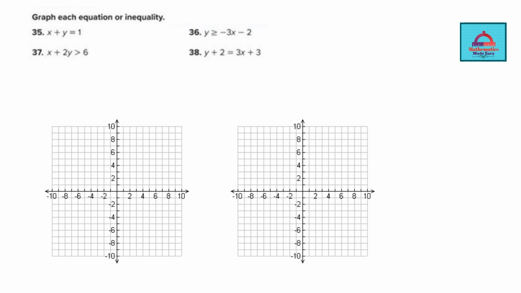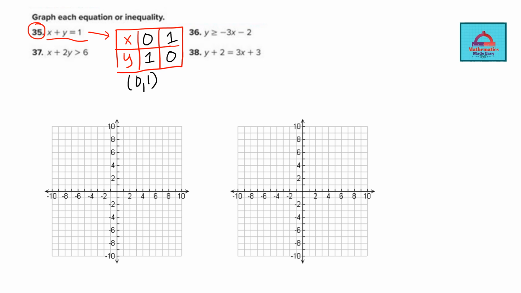So first we are going to do 35, and it's a linear equation, so it's going to be very easy to draw the graph. We are going to take any 2 points on this graph and then join them with a straight line. Remember, it's a linear equation, so the graph is going to be a straight line. Let's take first the x and y intercept. So first I put x equal to 0. When I put x equal to 0, y will come 1. When I put y equal to 0, x will come 1. So the 2 points are (0, 1) and (1, 0).